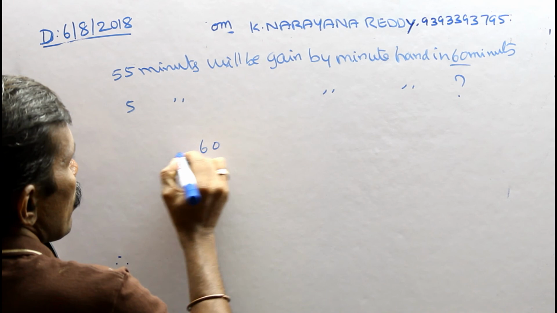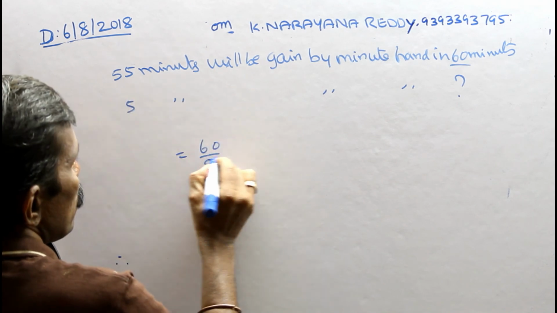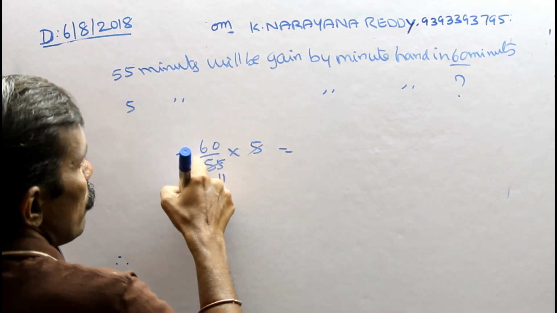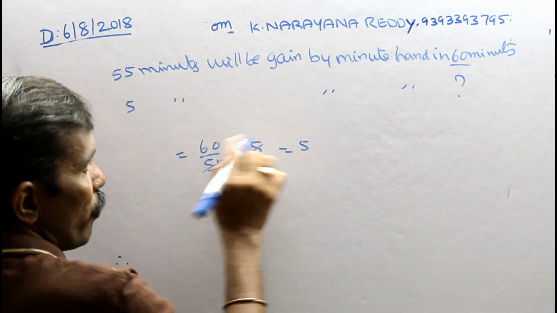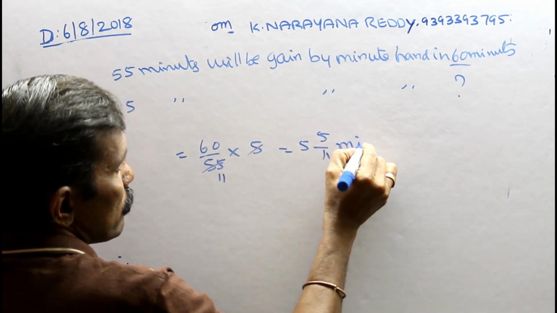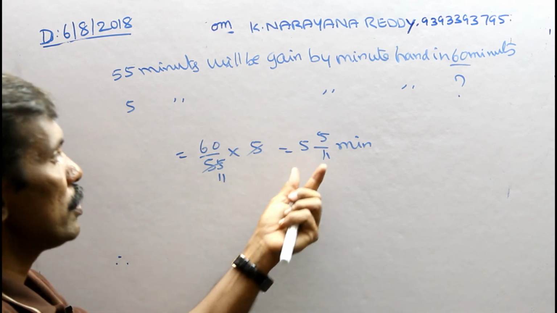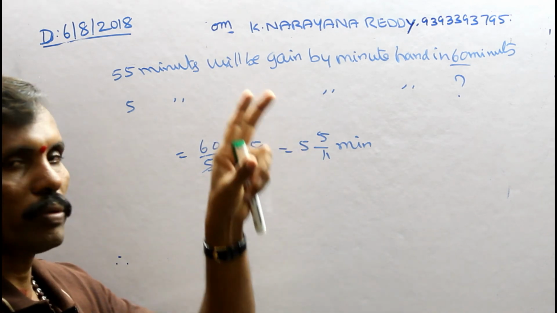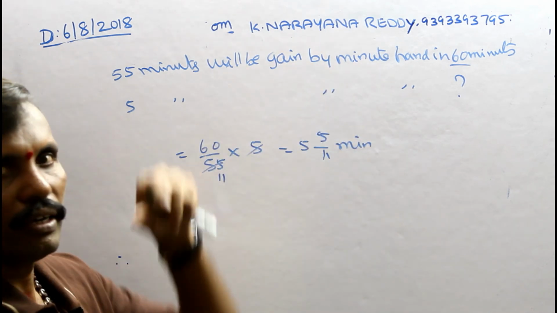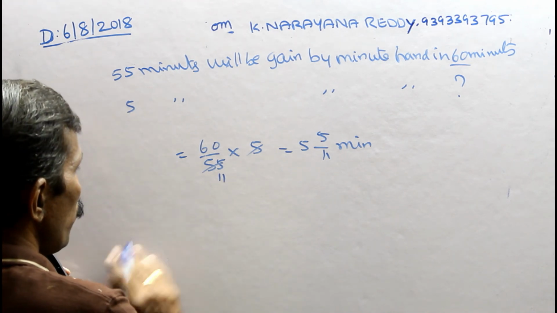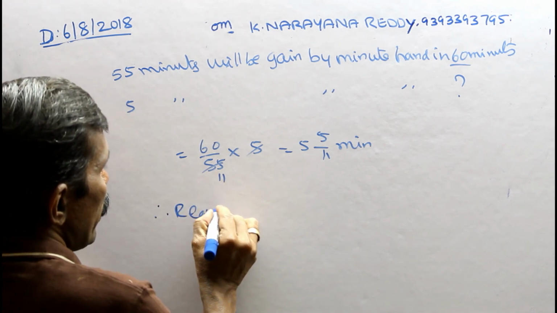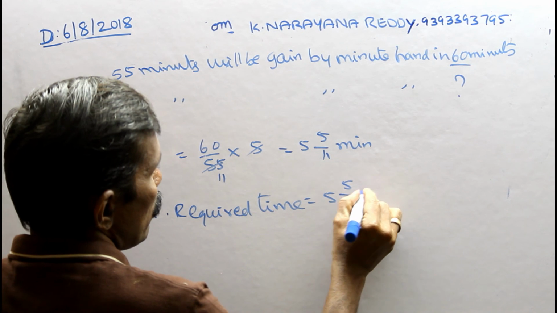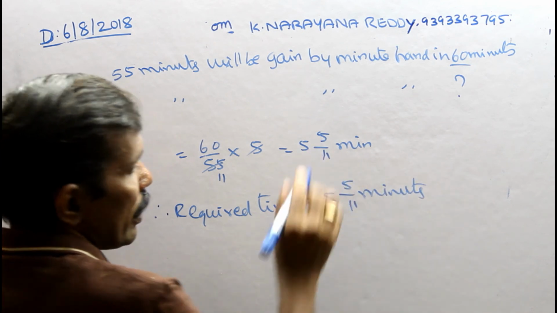60 by 55 into 5. 5 1 ja, 5 11 ja. 11 5 ja, 55. 5 remains. 5 by 11 minutes. So the required time is this one, 5 by 11 minutes. That is, at that time those will be in opposite direction between 7 and 8 o'clock. That is the answer. So therefore required time equals 5 by 11 minutes. That is the required answer.